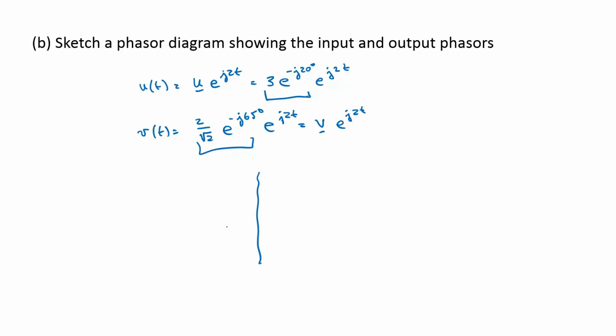So sketching that on a real imaginary axis, u has a magnitude of 3 and an angle of minus 20 degrees. So this is u. It's got a magnitude of 3. V has a magnitude of 2 over root 2 and a phase angle of minus 65 degrees. So 2 over root 2. This is V as a phasor, and the phase difference between them is 45 degrees.